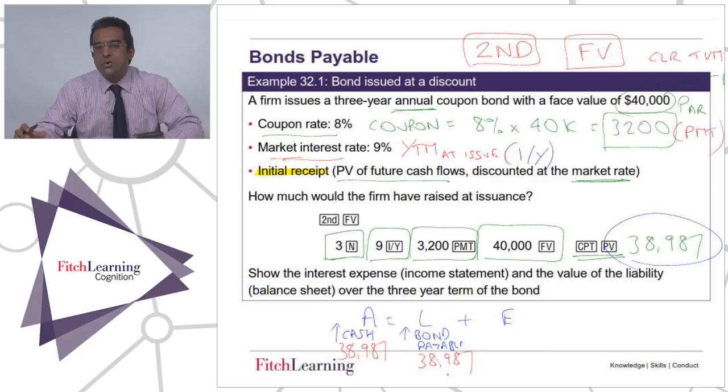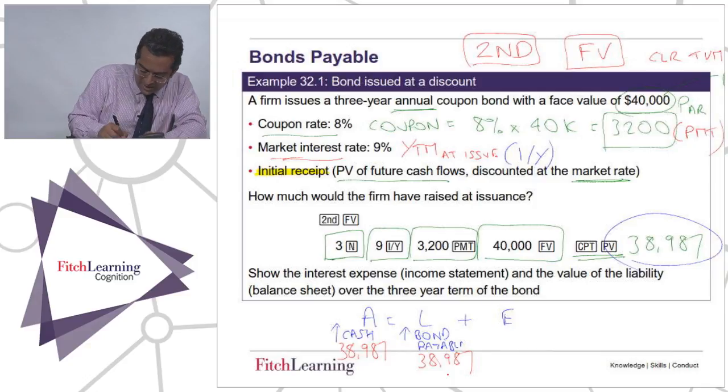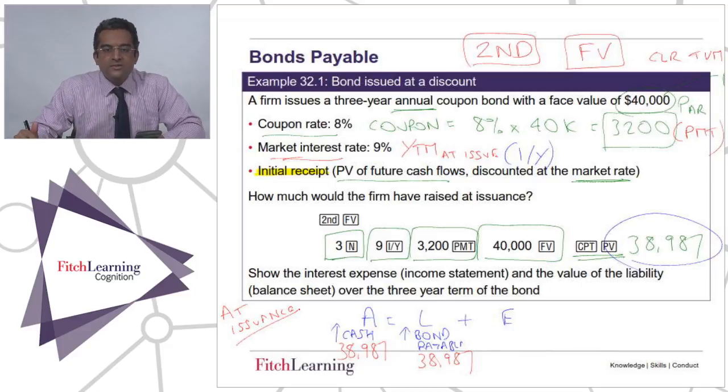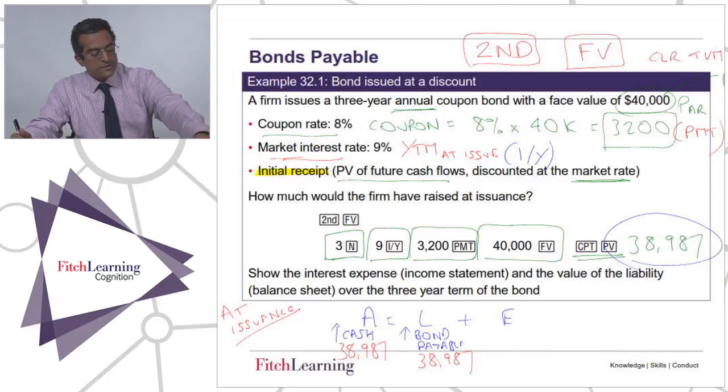There's no need to record anything in the income statement yet. This is, okay, at issuance. This is the balance sheet effect at issuance. But we also need to show the interest effect of the income statement impact, right? So the interest expense, and how the liability will change over a 3-year period. Okay, so to help us do this, we've already got something prepared for you.